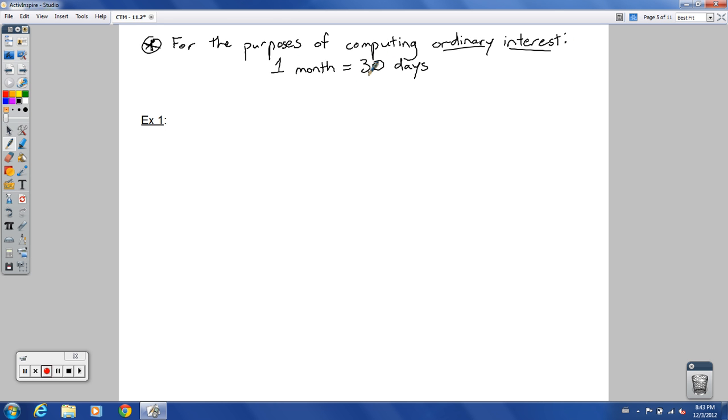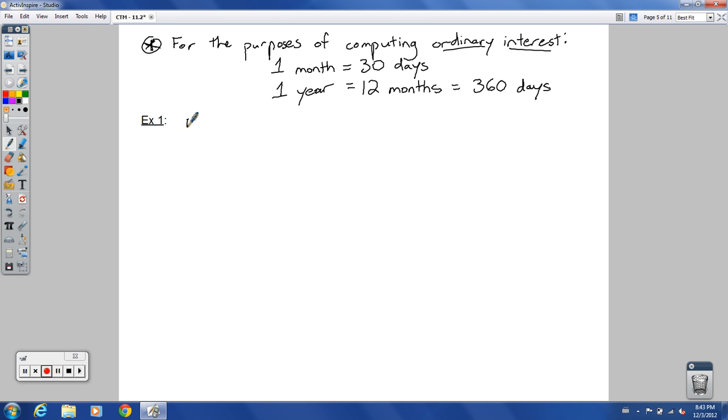We're not going to differentiate between 30, 31, and 28 days and 29 days for a leap year, February, if you're computing ordinary interest. We're just going to all assume that 1 month will be equivalent to 30 days, and that 1 year will equal 12 months, 12 of these 30-day months, which would be 360 days. So ordinary interest, we think of it like this. So let's work on an example at this point.